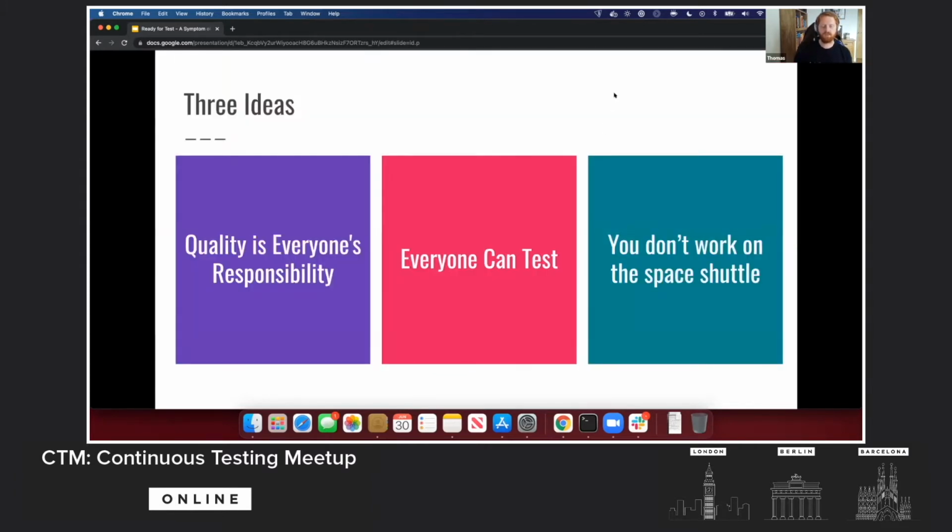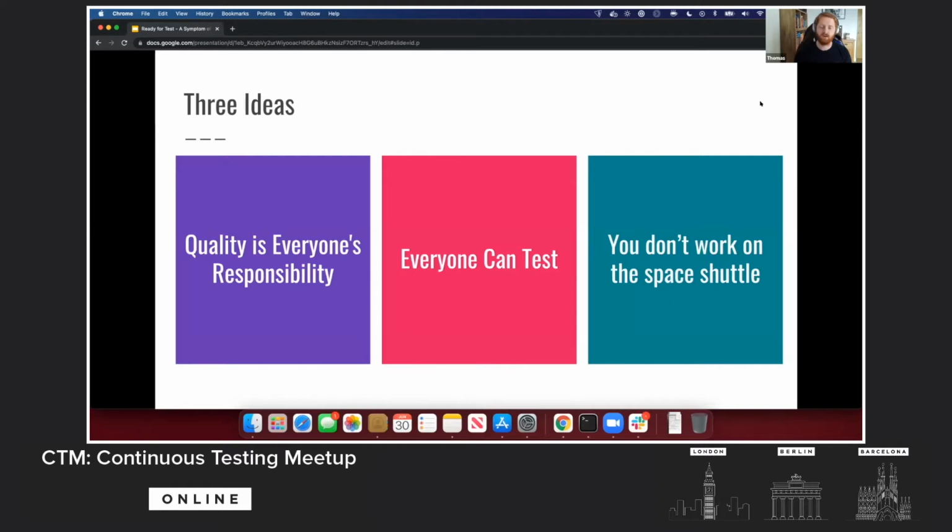So I want to start with 3 ideas. The first is that quality is everybody's responsibility. Everyone has a role to play in ensuring the quality of the project we deliver. It cannot be down to one subsection of the team. The second is that everyone can test.